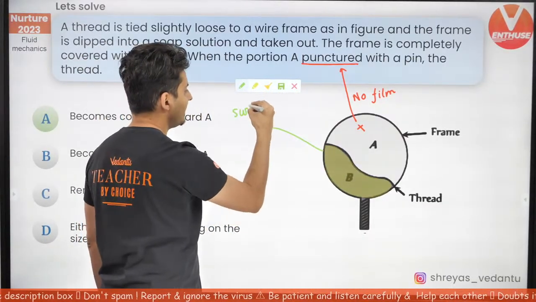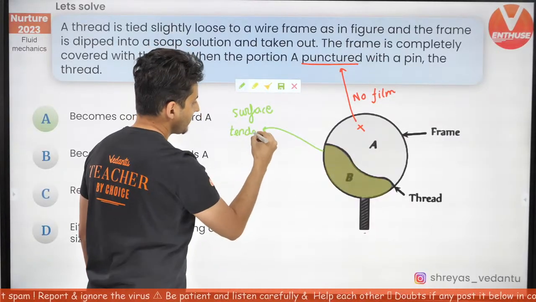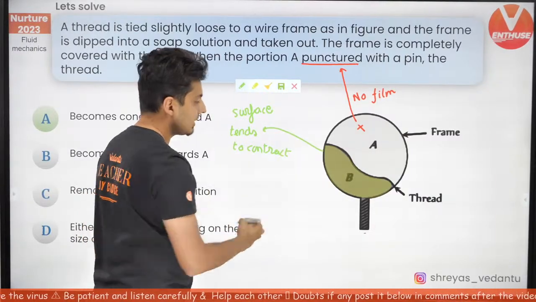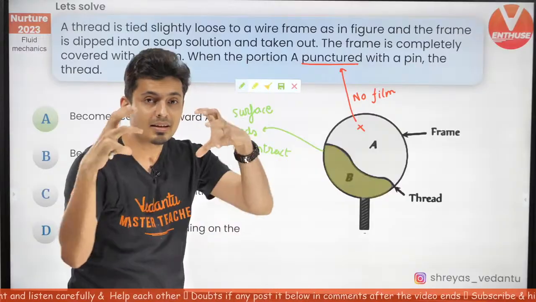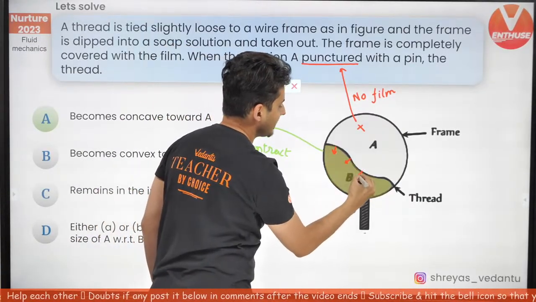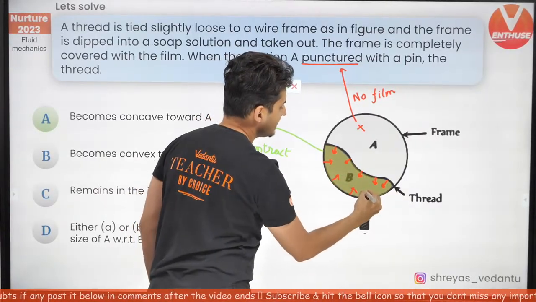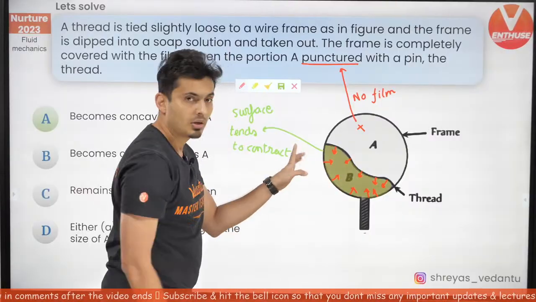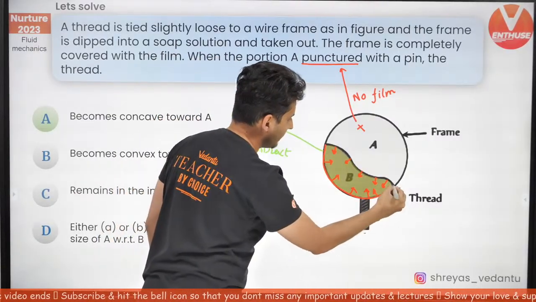The surface always tends to contract. Now, if it tends to contract, it will try to pull everything inwards. It will try to pull, squeeze, reduce the surface area. So what will happen? This will be pulled like this, like this, like this. This will also be pulled, but it's a rigid ring, so the shape of this part cannot change. Do you guys agree? This part cannot change shape because it's a part of a rigid ring.